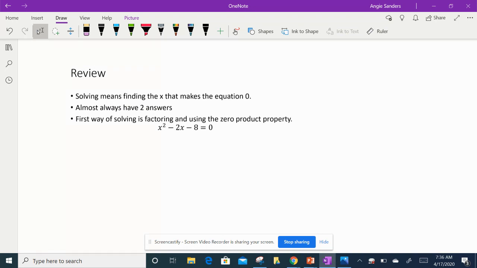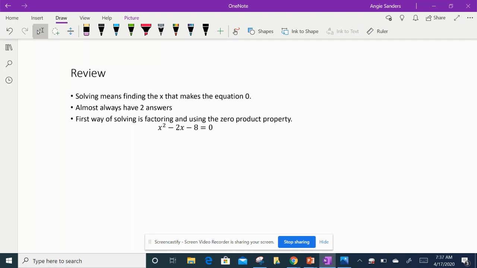Solving means finding the value for x that makes the equation equal to 0. So what number can we plug in for x that makes the equation true? Just a reminder, we almost always have two answers because when we think about the graph of our parabola, most of the time the parabola touches the x-axis in two places. And our first way of solving was to use factoring and the zero product property.